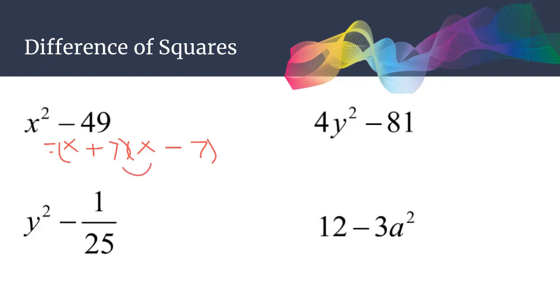And you see, if you do your outside and your inside in the FOIL process, they actually add up to 0. There is no middle term. So your answer would be the quantity x plus 7 times the quantity x minus 7.